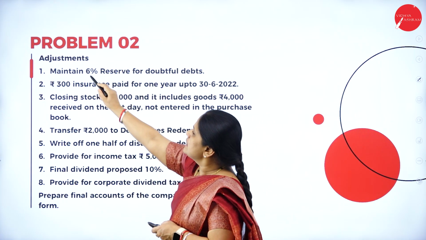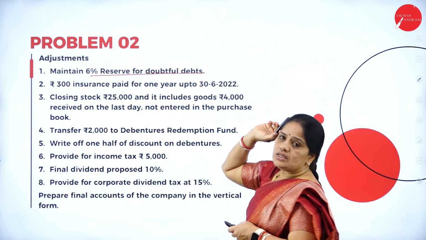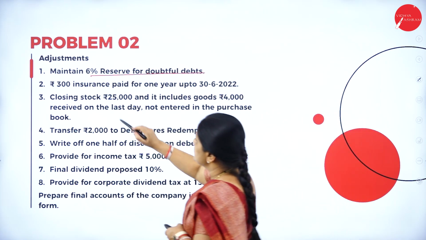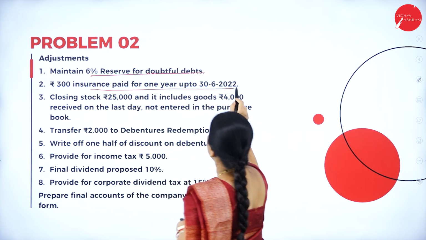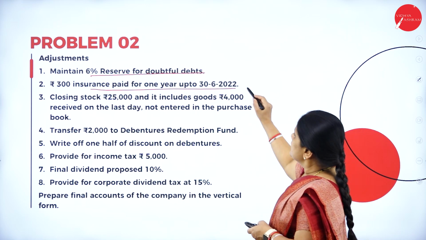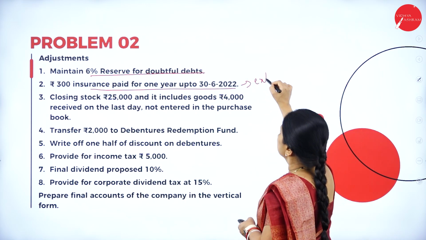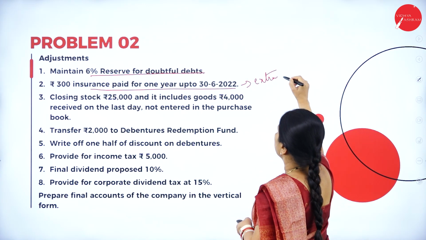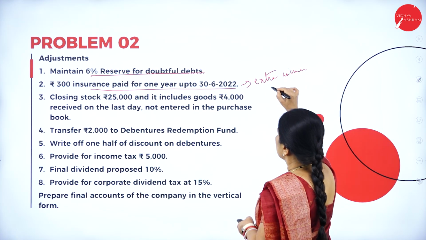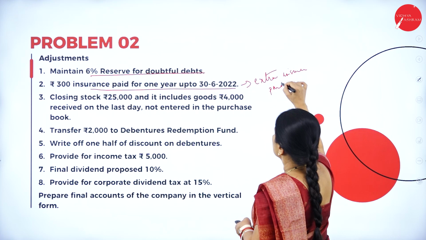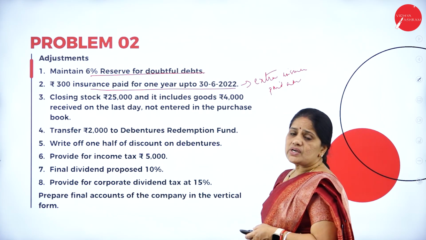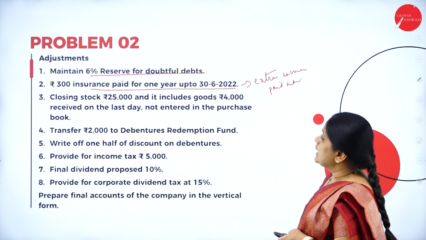Maintain 6% reserve for doubtful debts. So for doubtful debts, we have to maintain 6% reserve. Rupees 300 insurance paid for 1 year up to 30/6/2022. So this is extra 3 months insurance has been paid. Extra insurance paid. So that is, it is paid in advance. So this will come under the balance sheet, and we also have to make an adjustment in the P&L account.